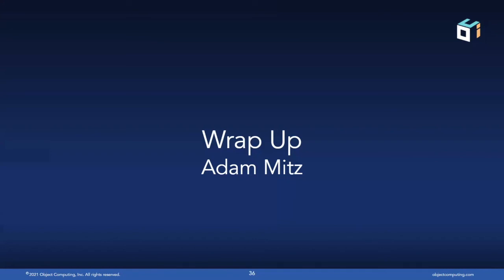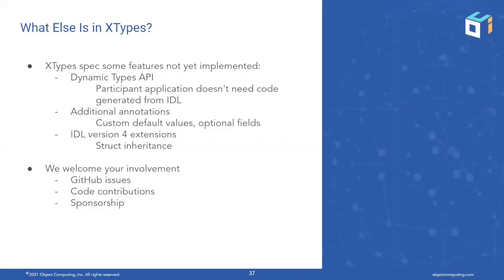So to wrap up, we want to look at a few key points here. So what else is in XTypes? Not every single thing in the XTypes specification is currently in OpenDDS, but we hope to add more in the near future, including the dynamic types API. Dynamic types addresses the problem where you'd like to have a participant application that communicates on the DDS domain without having code generated from IDL, right? Very similar to reflection systems that are in general purpose programming languages.